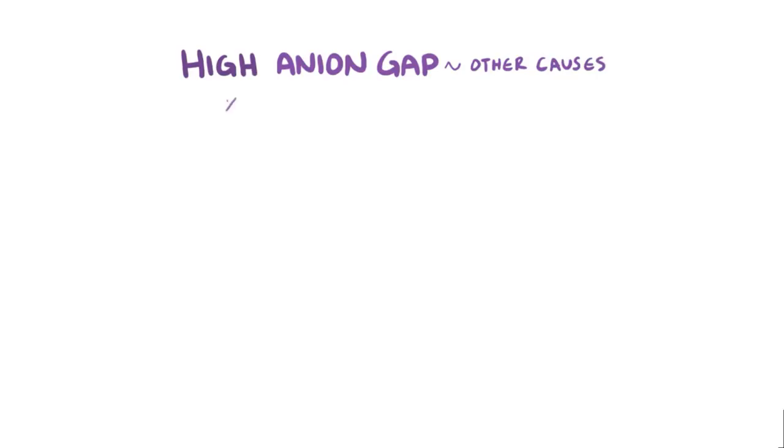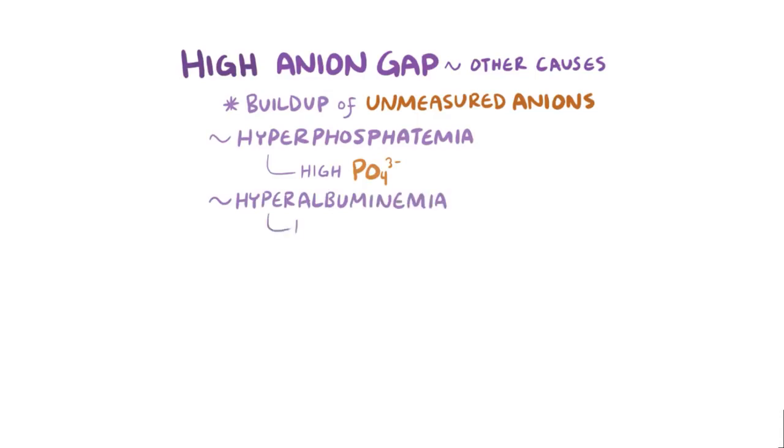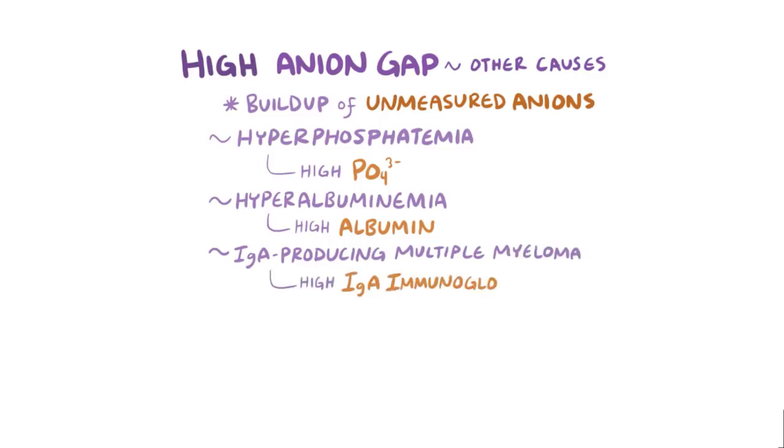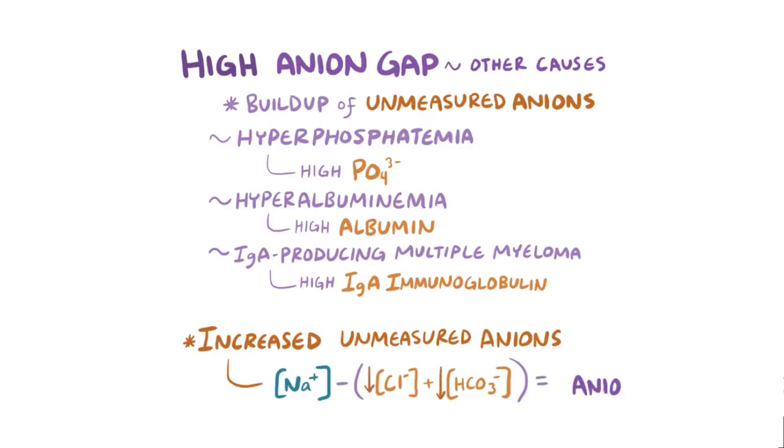A lot less commonly, a high anion gap might be unrelated to a metabolic acidosis, and instead might reflect a buildup of some of the unmeasured anions. Some examples are hyperphosphatemia, or increased plasma concentration of phosphate, hyperalbuminemia, or increased plasma concentration of albumin, or IgA producing multiple myeloma, where IgA immunoglobulin, which is an anionic protein, is produced. To keep the total charge in balance, when there are more unmeasured anions around, the bicarbonate and chloride concentrations decrease. As a result, the anion gap goes up.